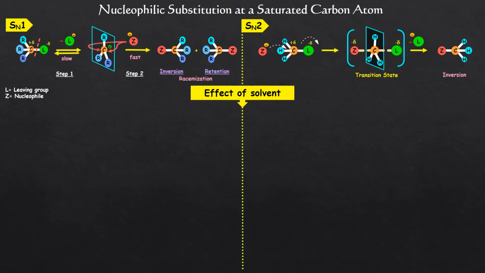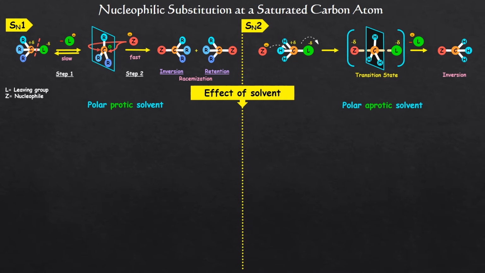So first, look at both mechanisms. Here, we are mainly dealing with charged ions or substrates that possess some charge, so it is clear that polar solvents are suitable for both these mechanisms. But if we talk about polar protic and aprotic solvents, then protic solvent is suitable for the SN1 reaction and aprotic solvent is suitable for the SN2 reaction.